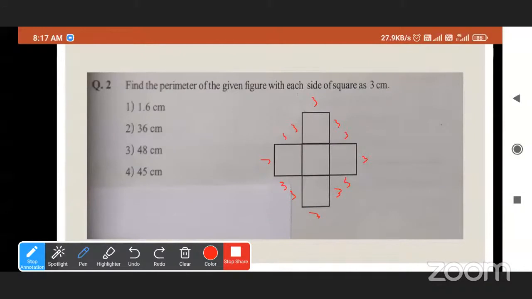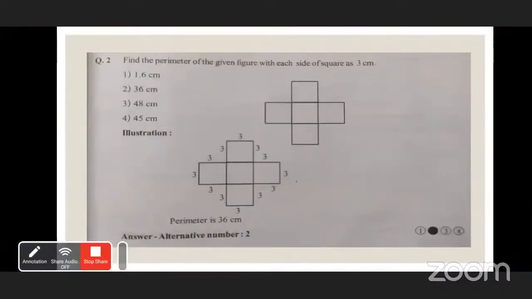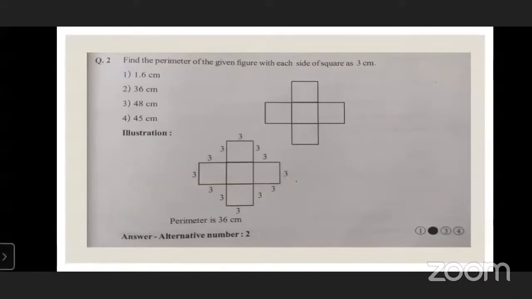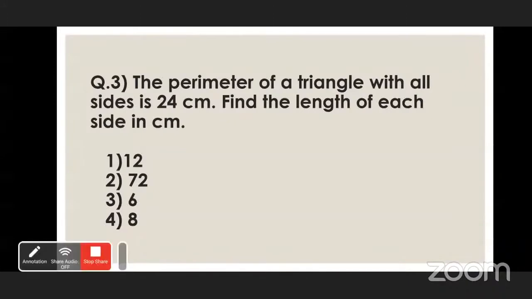We will see, 3 plus 3 plus 3 is 9, 9 and 9 is 18, 36. By adding all these sides we will get the answer, that is 36. Very good. See, an illustration is given. All sides are 3 centimeter. Then the perimeter is 36 centimeter. Very good. Now read the question number 3.